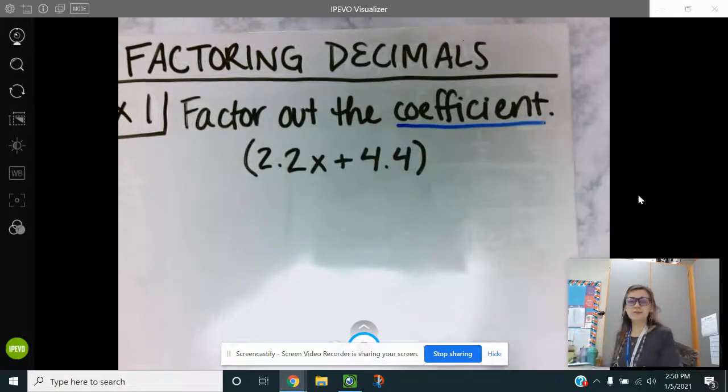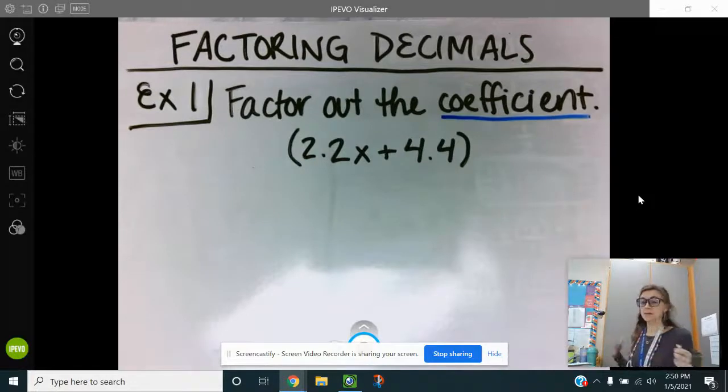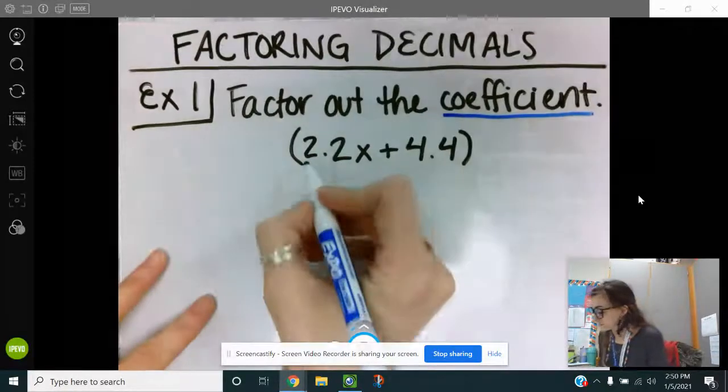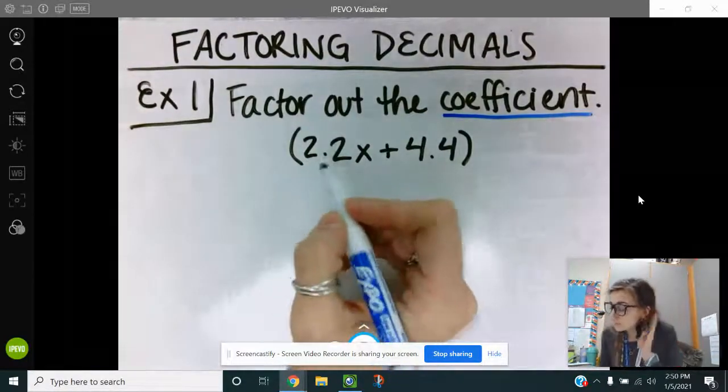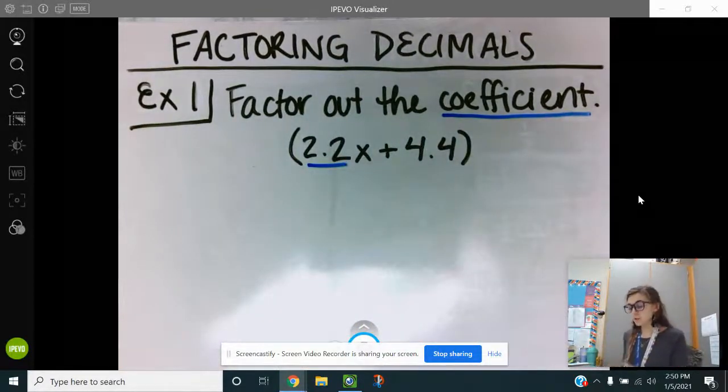So now we're done with fractions. I want to talk about factoring out decimals. We're doing the same style, except it's just a different flavor of number. We're factoring out the coefficient. So what's the coefficient in this situation? Oh, all right, 2.2. Good. So that's what we're going to be factoring out. That's what we're going to be pulling out of each of the terms inside of our parentheses.